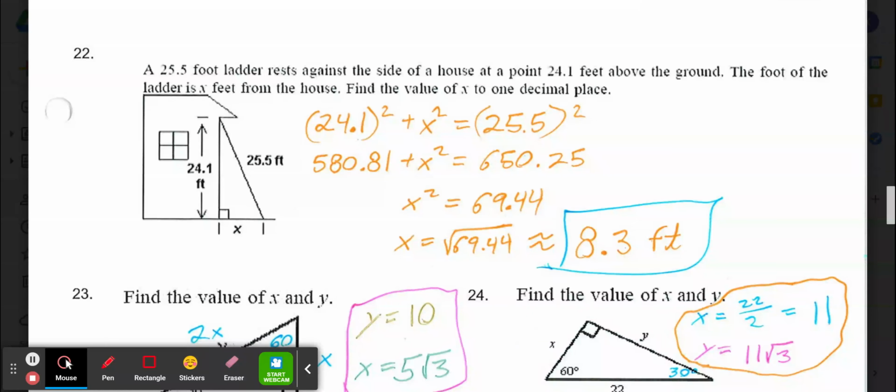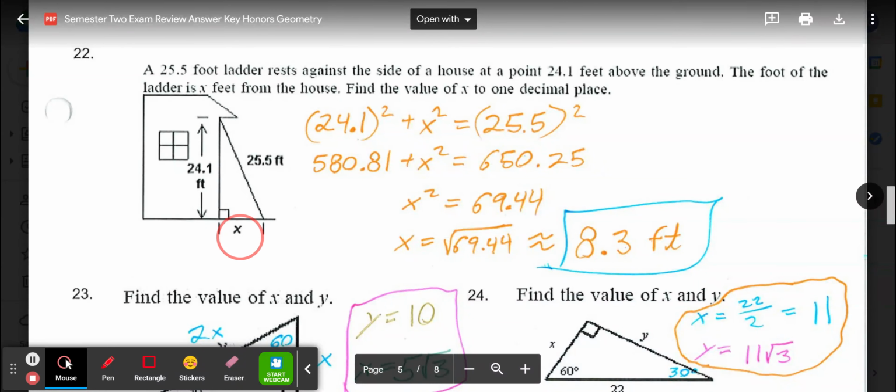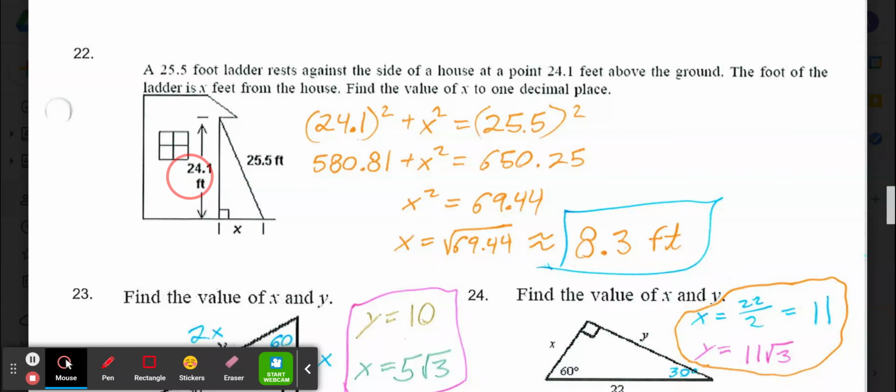22, again, Pythagorean theorem. X squared in this diagram plus 24.1 squared equals 25.5 squared. Set up our problem. X squared equals 69.44. Square root of 69.44 tells us that missing value is approximately 8.3 feet.